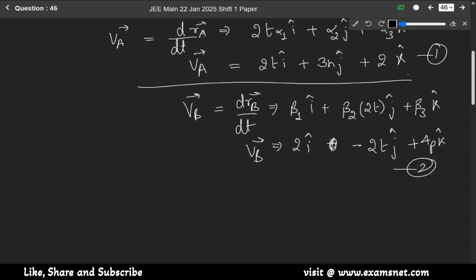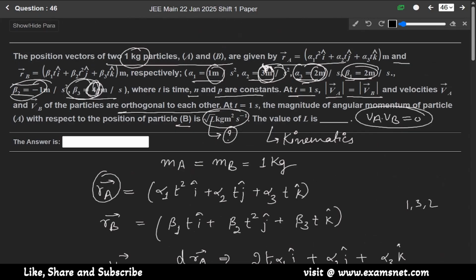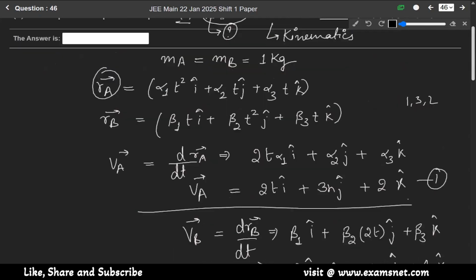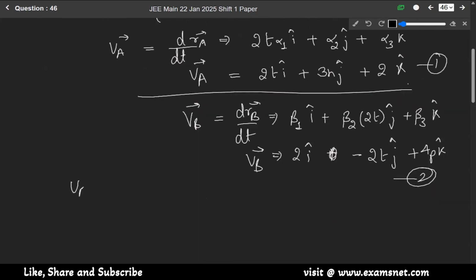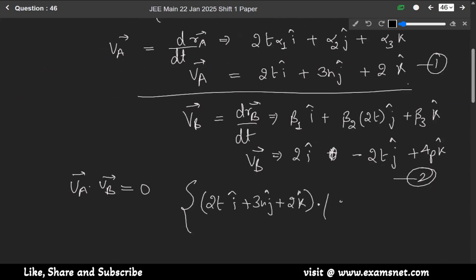Now, according to the question, these two are orthogonal to each other. Orthogonal means VA dot VB is equals to 0, since they are orthogonal. So VA dot VB means 2t iota cap plus 3n j cap plus 2 k cap, dot product 2 iota cap minus 2t j cap plus 4p k cap.